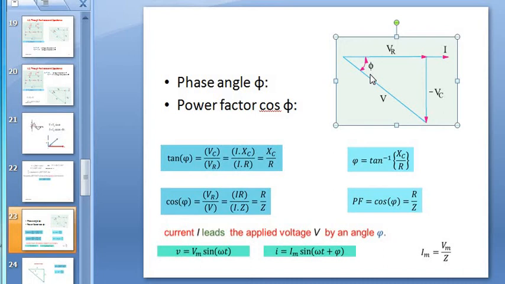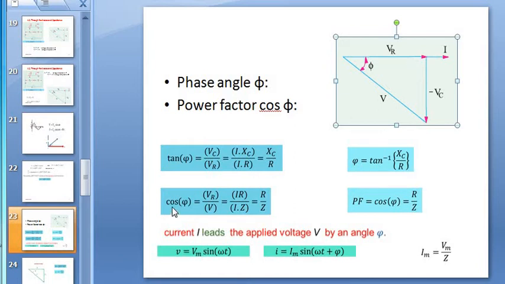Tan phi is equal to opposite side divided by the adjacent side. So VC divided by VR. From this what we are getting? XC divided by R. Therefore phi is equal to tan inverse of XC by R. Right? For RL circuit it was XL divided by R. Okay, you just need to replace the XL by XC.